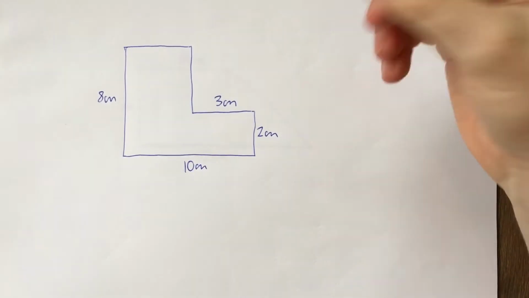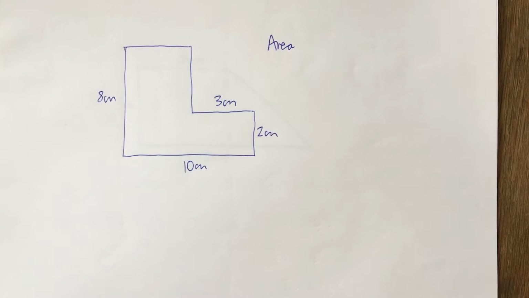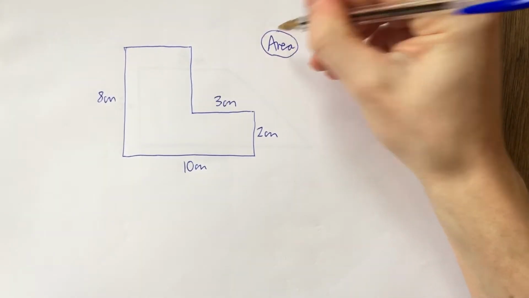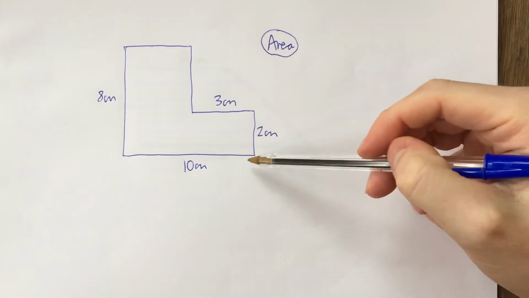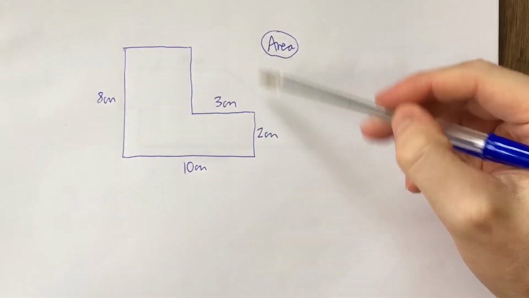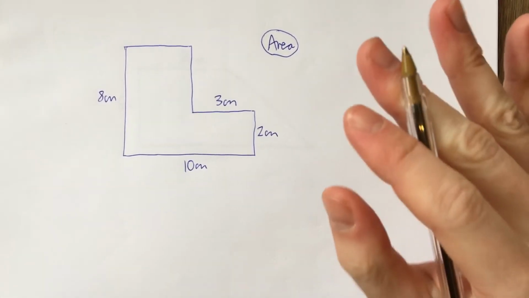So, compound interest, we want to find the area. So not compound interest, compound shapes. We want to find the area of this shape. Now hopefully a lot of you will recognise it definitely isn't just 10 times 8. That would be if it was a whole rectangle. It's not. It's an L shape, which means you need to split up the shape.